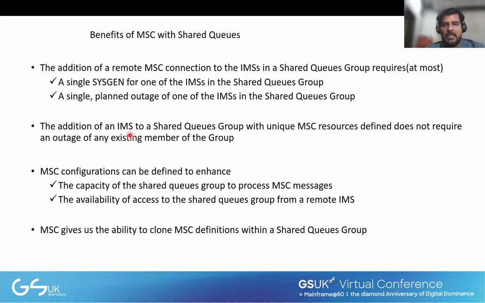Also, when we add a new IMS to the shared group with its own unique MSC resources, there is no outage required for any existing IMS members in the shared queue group. Every IMS stays up and online while we scale up. So in this way, by using MSC with shared queues together, we can increase the capacity of the shared queue group to process MSC messages and improve availability for remote IMS systems to access the shared queue group.